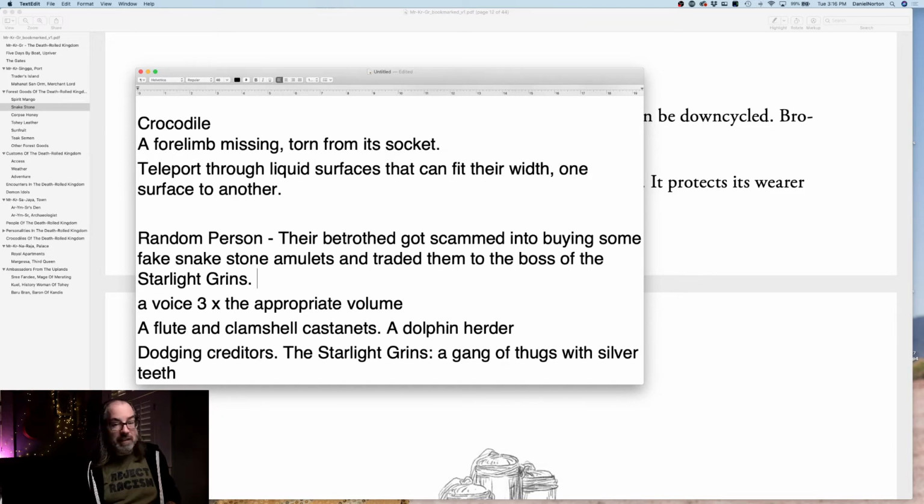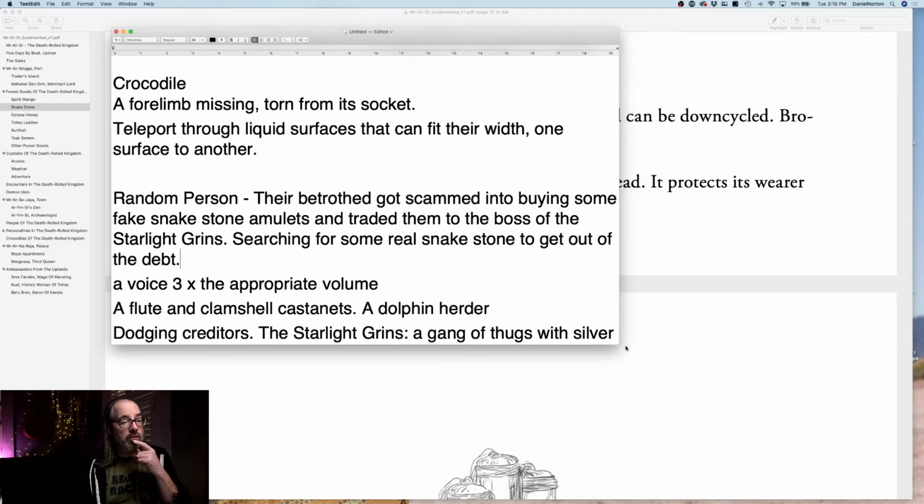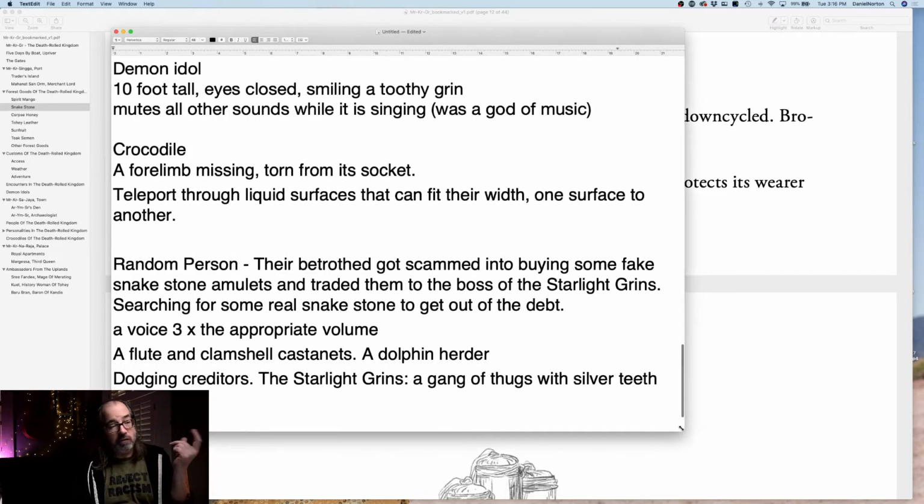So now this guy, right? He's dodging, but he's actually out there because he wants to get some real snake stone. So he is searching for, or she, searching for some real snake stone to get out of the debt. Because I think that, like, I mean, debt could obviously be money too, but I always feel like this kind of stuff is more interesting. It creates a more creative solution. It's not just like, here's money, right?